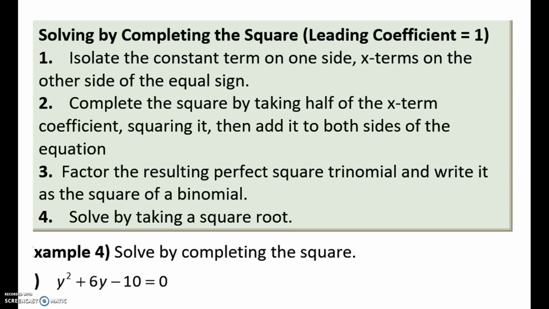So how do we actually use this to help us solve? To solve, we're going to use this concept of completing the square by first isolating the constant term, the term with no x's, on one side, and all my x terms on the other side. Then we're going to do that process we just did of completing the square on the side with the x's. But I have to then balance the equation, so whatever term I add to complete the square, I have to add to the other side as well to keep my equation balanced. I then factor the resulting perfect square trinomial and write it as the square of a binomial, and then I solve by taking the square root.